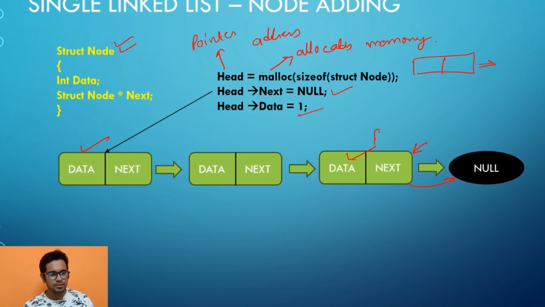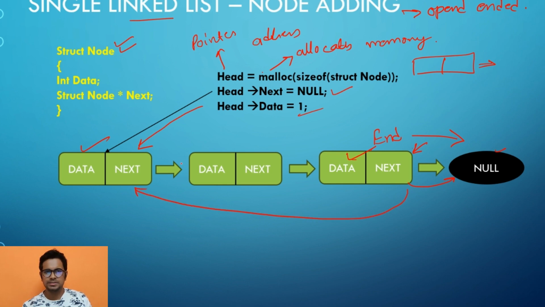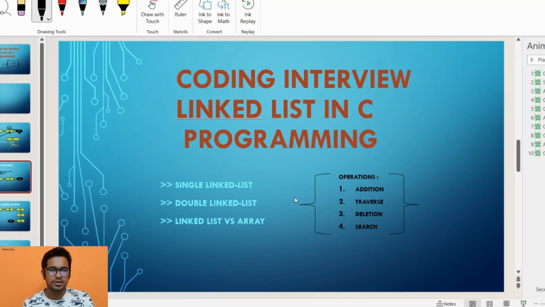So the end node will always point towards null. Remember it. Head is the one which is pointing towards the starting node, and the end will be pointing towards null. So that we call a singly linked list, open ended. Now there is another concept, that is circular, where it should again point towards head. Leave that thing, it is nothing more. You just make sure that the last node always points towards head. That's it. So let's now jump towards the coding part to see how we achieve it in the code.